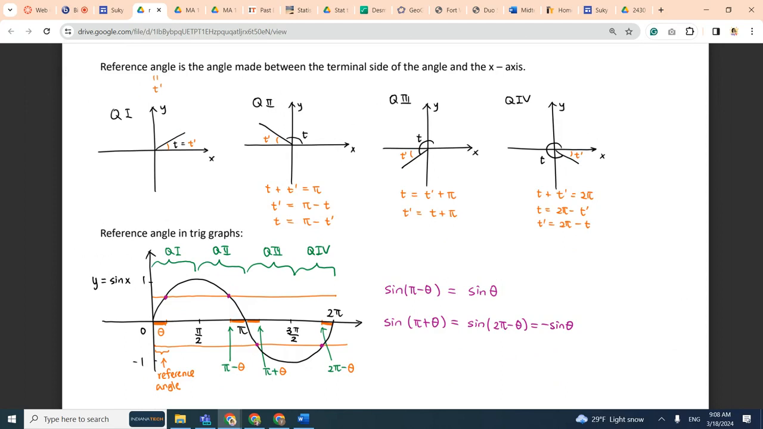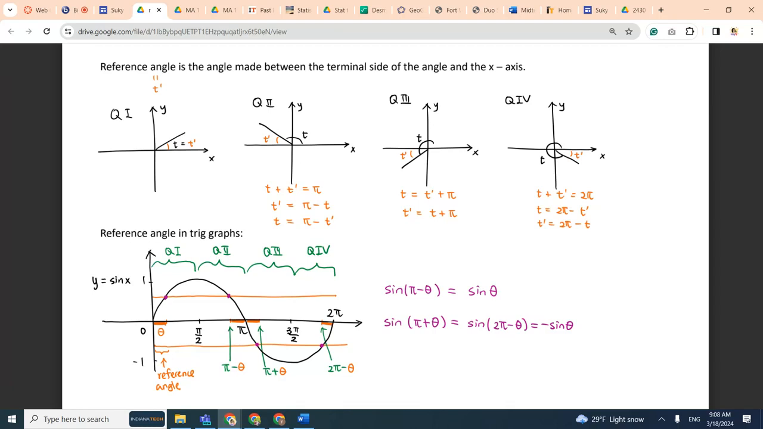Is that okay, everybody? You can actually see the picture. The little length is the reference angle. It's an acute angle, so it's really short. It's between 0 and pi over 2. Okay? And then you can find all the other corresponding angles in the different quadrants.